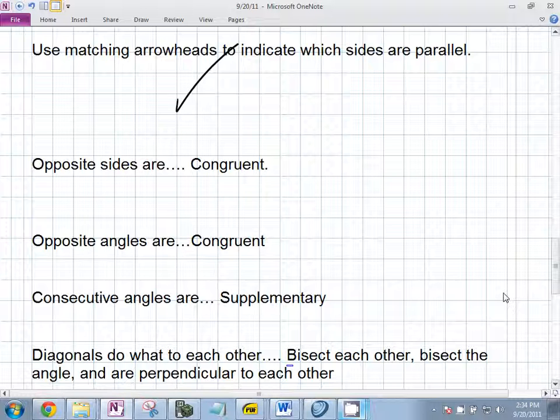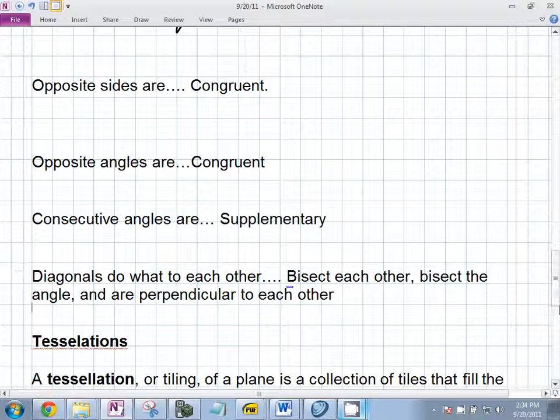Read it from the board. Consecutive angles are... Good. And diagonals do what to each other? They bisect each other. They also bisect the angle. And they are always what? Perpendicular to each other. That's correct.